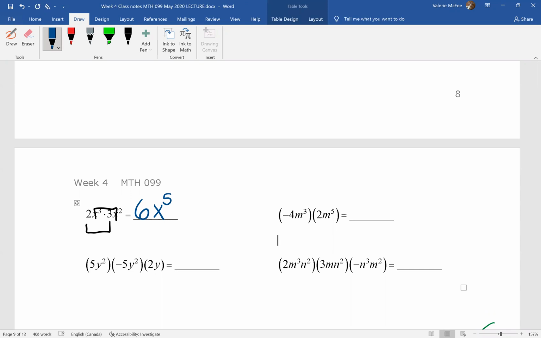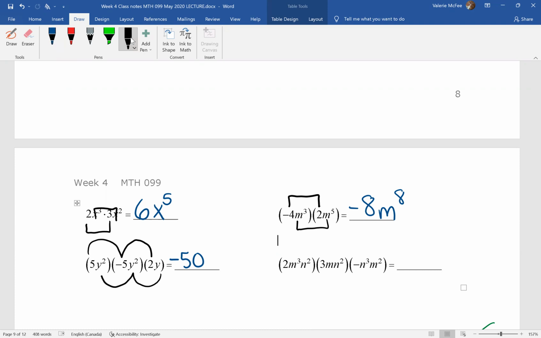Let's look at the next one. Multiply the integers, multiply the powers with the same base. Negative 4 times 2 is negative 8. Keep the base, add the exponents. Why don't you pause your video and try the next one? Multiply the integers. 5 times negative 5 times 2. Well, I have an odd number of negative signs, so I know it's going to be negative. 5 times 5 is 25, times 2 is 50. Now I'm going to multiply my powers with the same base. Keep the base, add the exponents.